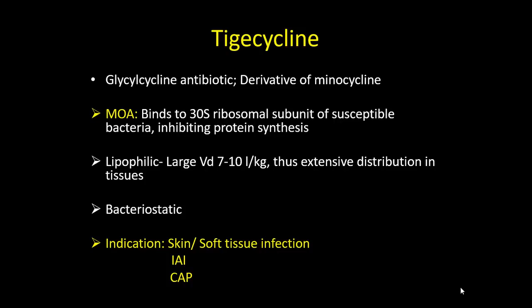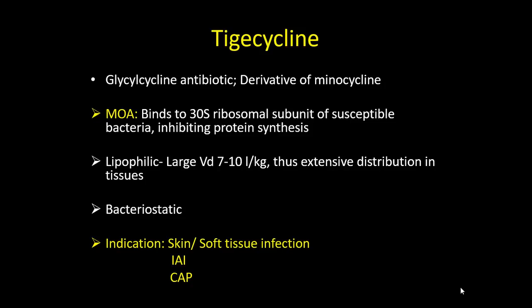Mechanism of action: again binding to the 30S ribosomal subunit. It has lipophilic activity, so it has an extensive drug distribution, rapidly distributing into tissues from the blood intravascular space. Bacteriostatic in behavior. This is one important thing you need to consider. It will not kill the bacteria; it will provide enough time for the body and prevent rapid bacterial growth.